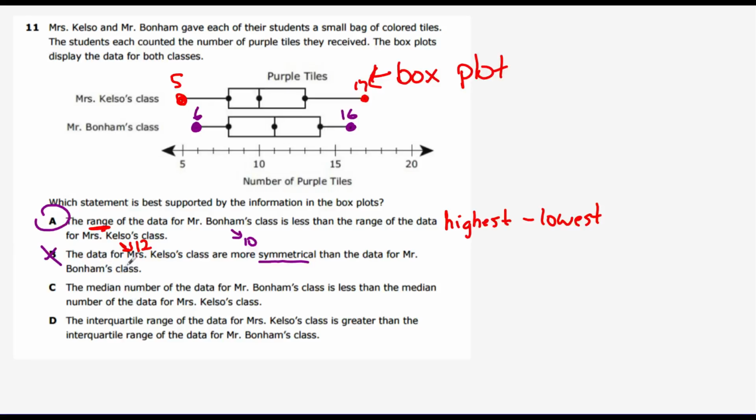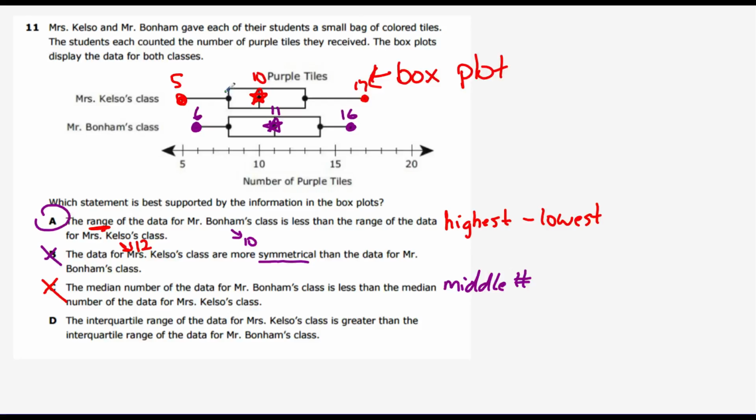The median, even if you didn't know box plots, if you knew median meant the middle number, if you said there's only 5 dots here, the middle number is the one in the middle, right? 1, 2, 3, 2 to the left, 2 to the right. This is the middle. And our median here is 11. Let's fill in the numbers. That's 11 and 10. So the median for Mr. Bonham's is less. So is 11 less than 10? No, it's not.